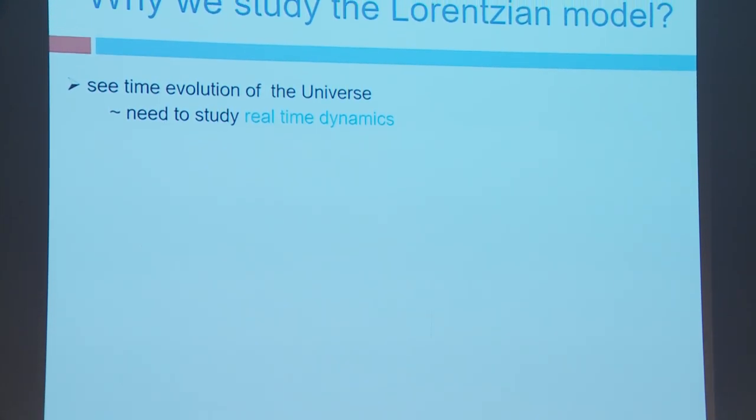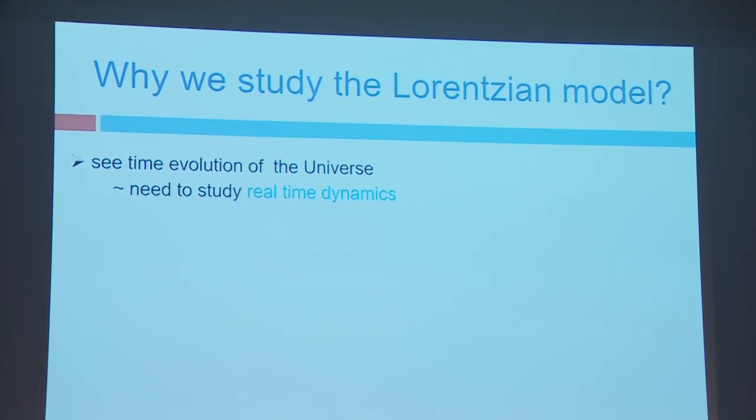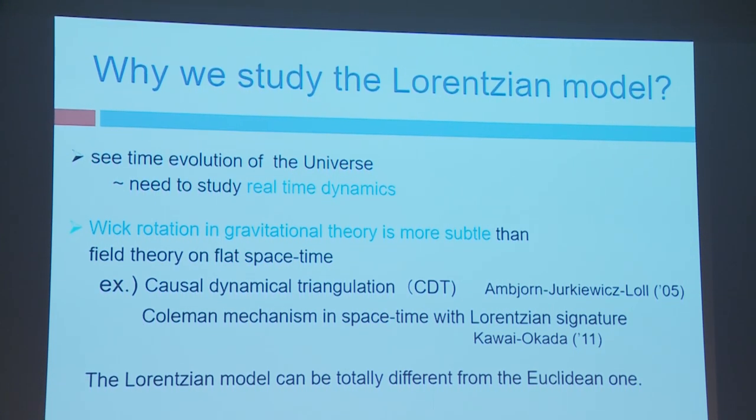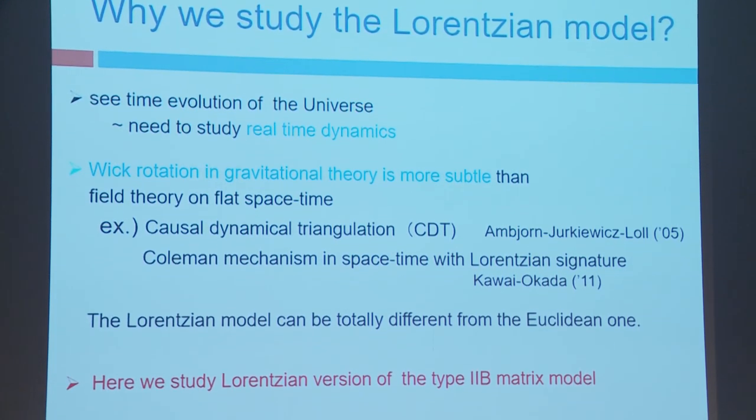But here we study the Lorentzian model. The reason is the following. We would like to see the evolution of the universe, so we need to study the real-time dynamics. And the second reason is that it seems like Wick rotation in gravitational theory is more subtle than in field theory on flat space-time. For instance, this fact is seen in the so-called causal dynamical triangulation and the Coleman mechanism in space-time with Lorentzian signature, as explained by Kawai-san yesterday. So it seems like the Lorentzian model can be totally different from the Euclidean model. So here we study the Lorentzian version of the IIB matrix model.